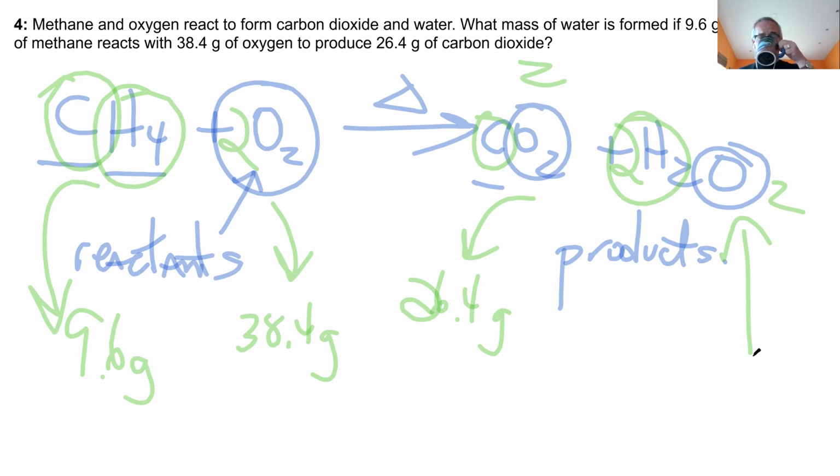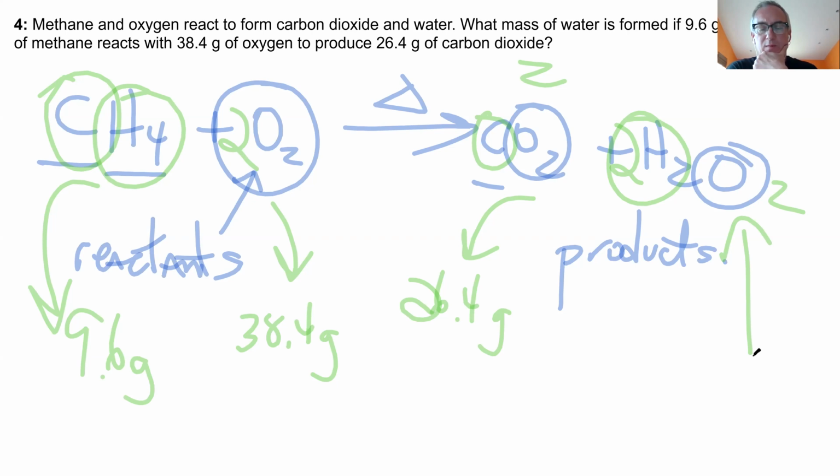Put the molar mass under the mass. No, easier way than that. Easier than that? Go ahead. Add and subtract. Right.